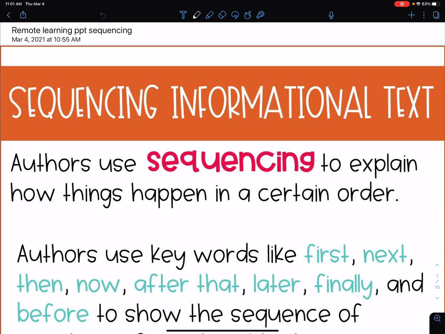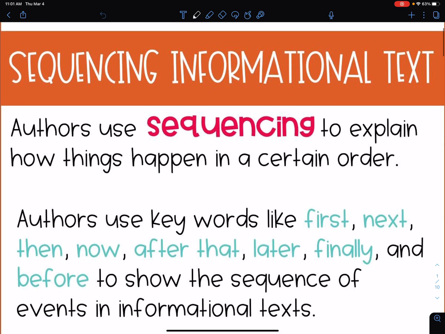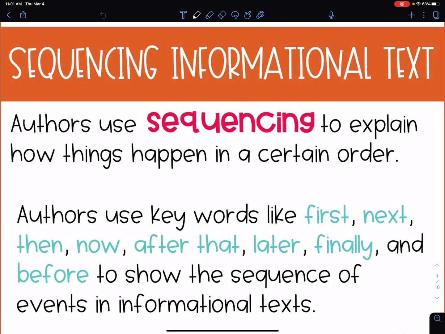Hi everyone, so today we're going to continue to talk about sequencing. Just a reminder, we actually saw this slide yesterday, but I wanted to start off by reviewing it. Again, authors will use sequencing to explain how things happen in a certain order. Some of the keywords that they will use are first, next, then, now, after that, later, finally, and before. And these are used to show the sequence of events in informational texts.